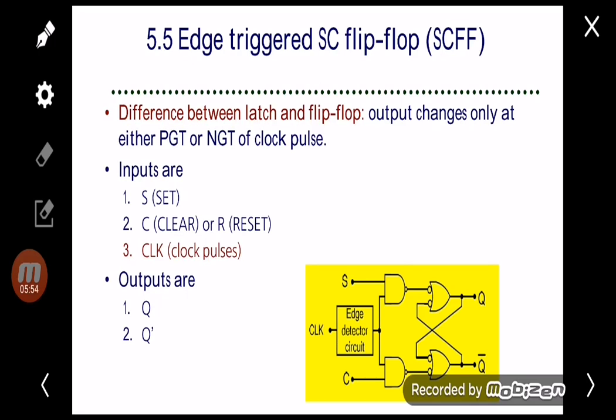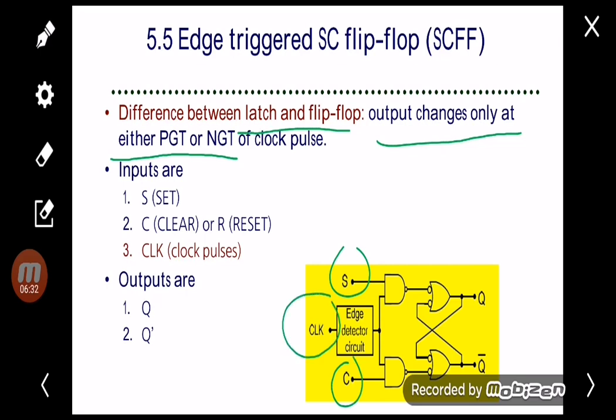First we move on to the edge-triggered SC flip-flop, or edge-triggered SR flip-flop. It is the same thing. C is reset, or we can also use clear. The difference between a latch and a flip-flop is that the output changes only at either the PGT or NGT of the clock pulse. Like I said previously, when there is a clock signal trigger, the output will change based on the input changes from S and C. So we have S and C as inputs, and another additional input, which we call the clock or clock pulses.